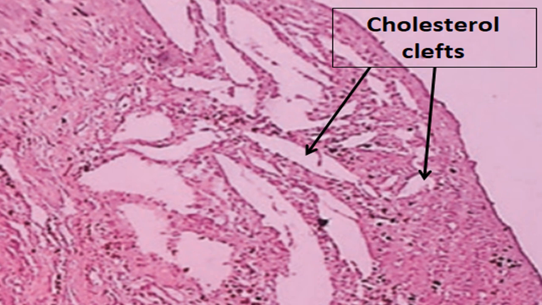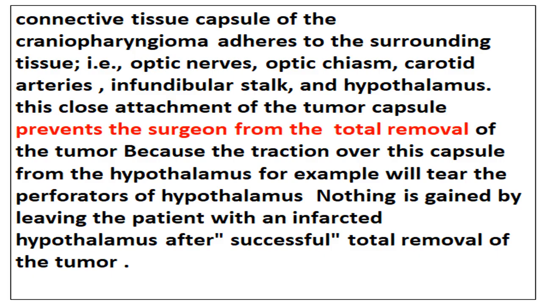Now let's know some important surgical details about craniopharyngioma. Contrary to pituitary adenomas, the strong connective tissue capsule of craniopharyngioma adheres to the surrounding tissue, i.e., the optic nerves, optic chiasm, carotid arteries, infundibular stalk, and hypothalamus. This close attachment of the tumor capsule prevents the surgeon from total removal of the tumor, because traction over this capsule from the hypothalamus, for example, will tear the perforators of the hypothalamus.